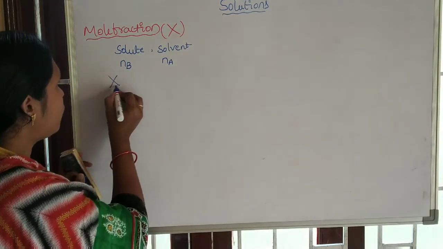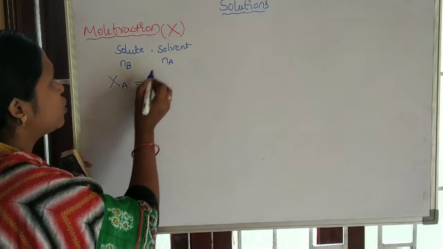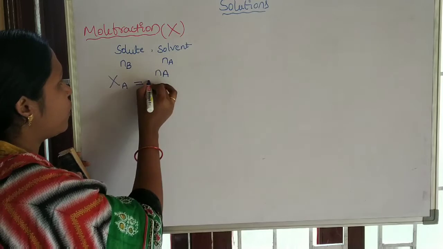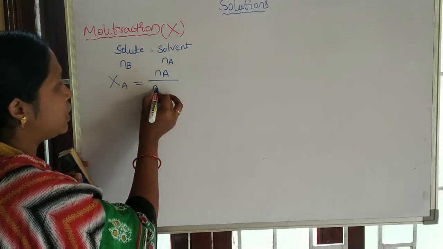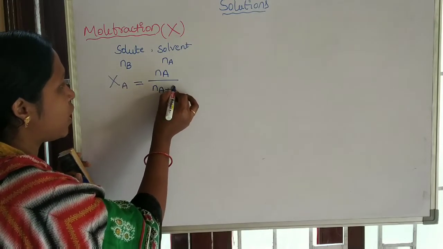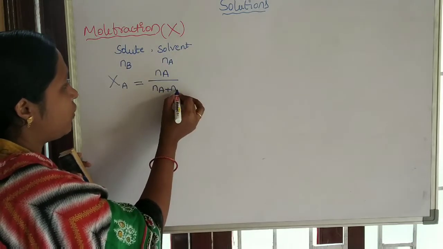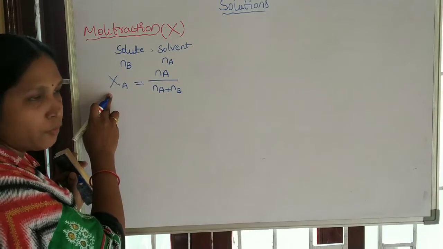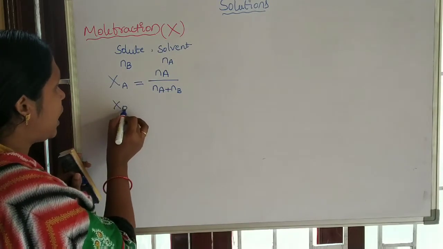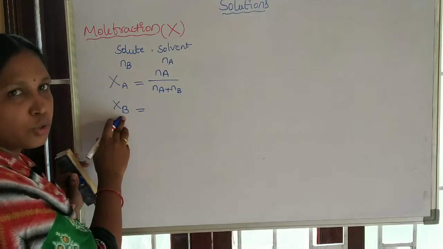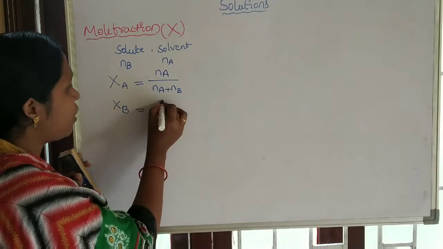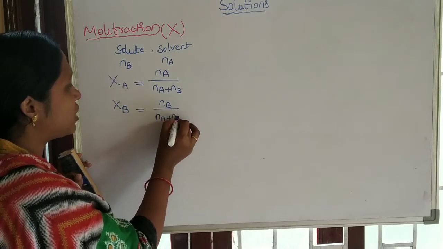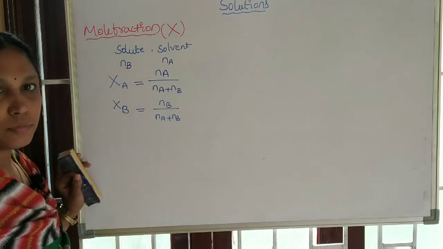The mole fraction of solvent is nothing but the ratio of the number of moles of solvent and the total number of moles of solute and solvent, Na plus Nb. This is the mole fraction of solvent. And write the mole fraction of solute. That is the number of moles of solute by number of moles of solute plus solvent.